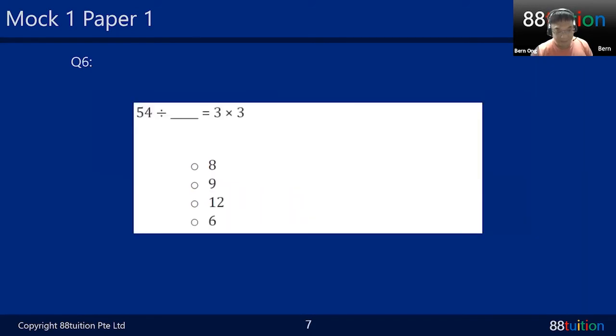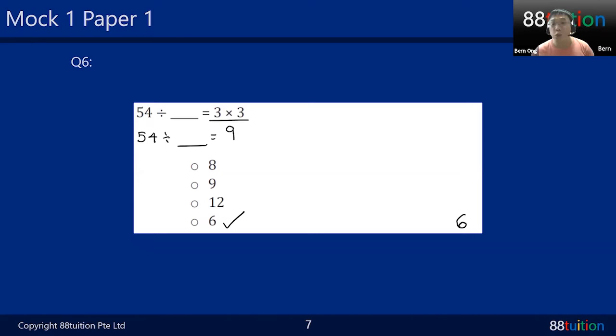Question 6. 54 divided by what equals 3 times 3? Hey, can I do this part first? 3 times 3, can. 3 times 3 is 9, lah. If you can do something, do it. All right, now you ask yourself, 54 divided by what equals 9? Your multiplication table, times and divide, right? 54 divided by 6, right or not? 6 times 9, 54. Correct. So the answer is 6.